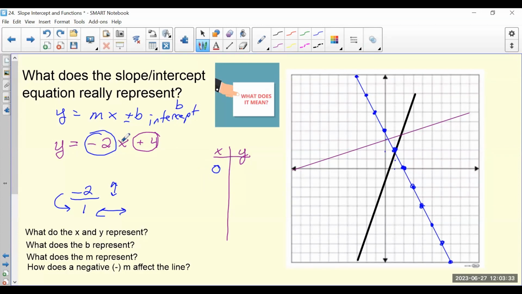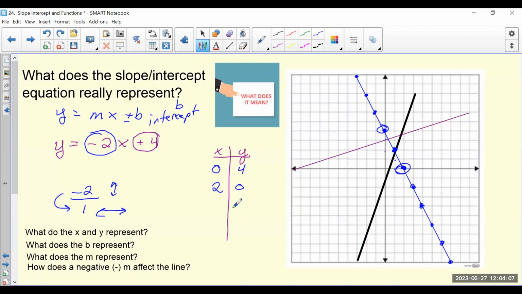So negative 2 times 0 is 0. You would be left with 4. So you'd have a point at 0, 1, 2, 3, 4. So this one, we just checked. That one's good. Let's go out 2. 2 to the right. Negative 2 times 2 is negative 4. Negative 4 plus 4 is 0. So we should have a point at 2, 0. We go out 1, 2, we go up and down 0. That would be that point right there.